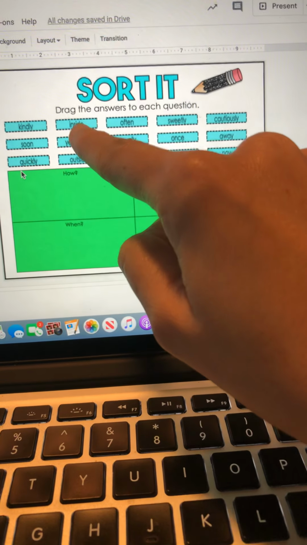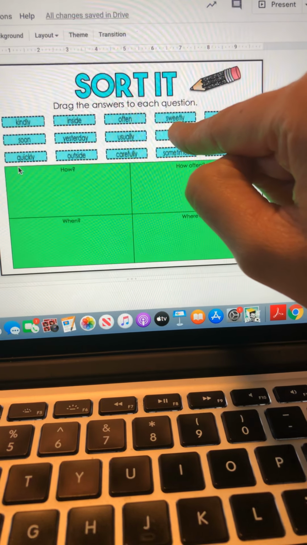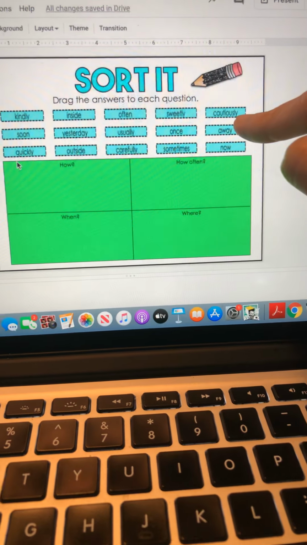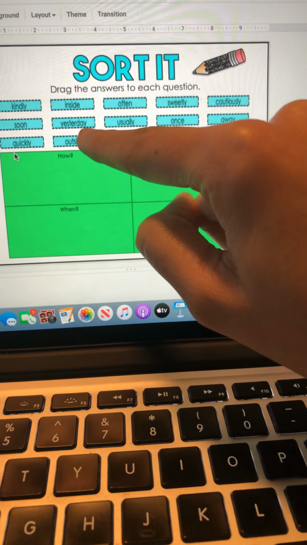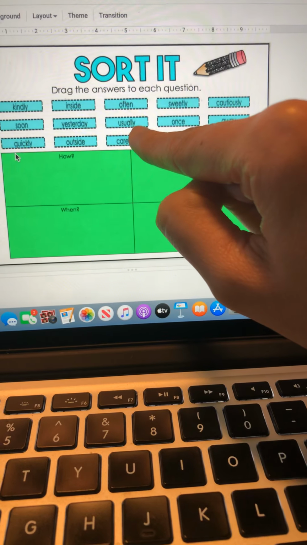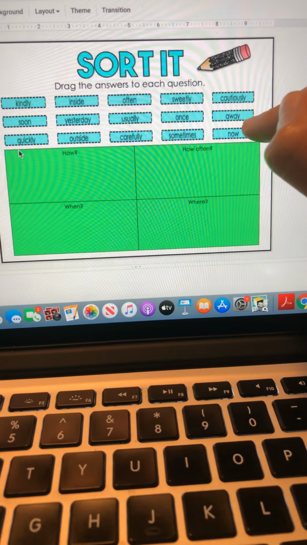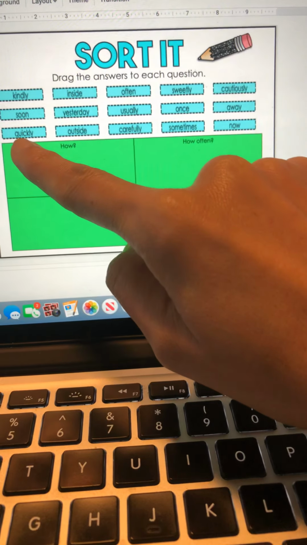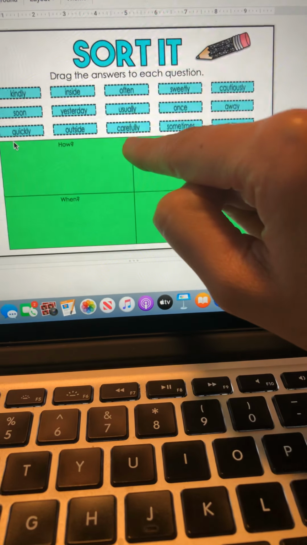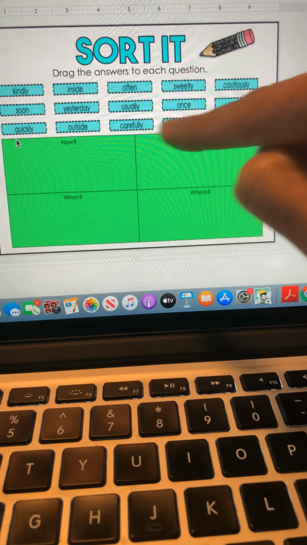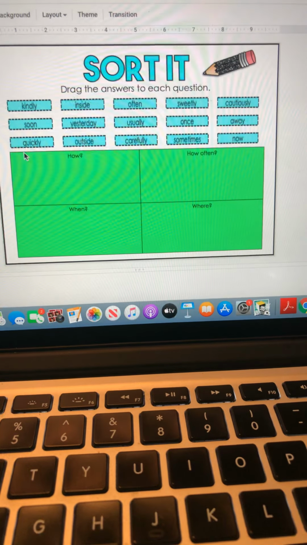Kindly, inside, often, sweetly, cautiously, soon, yesterday, usually, once, away, quickly, outside, carefully, sometimes, now.